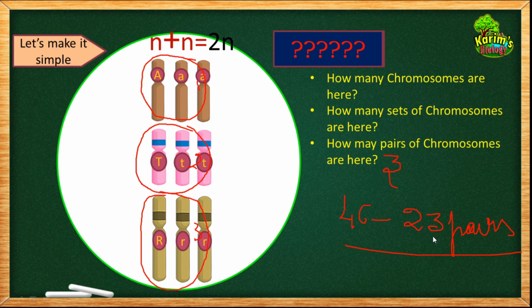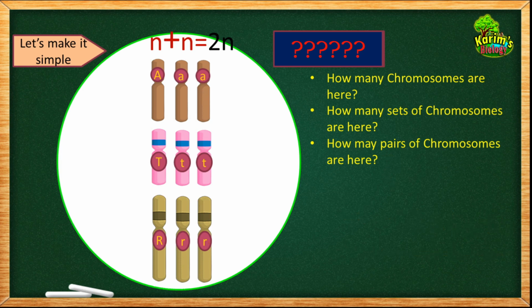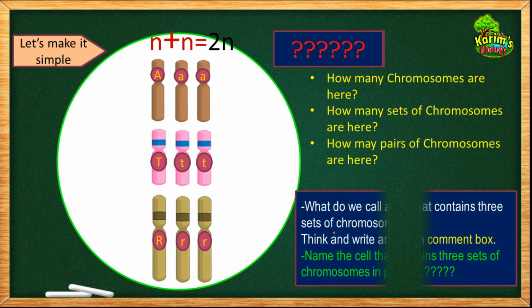Okay, now what do we call the condition when 3 sets of chromosomes are here? Here there are 3 sets. This is one set, second set, 3 sets of chromosomes are there. Now can you tell me what is the condition of a cell in which 3 sets of chromosomes are present? Think and write the answer in the comment box. And one more question: name the cell that contains 3 sets of chromosomes in plants. In plants there is a cell that is formed during the process of sexual reproduction that consists of 3 sets of chromosomes. What is that cell? So think about it and write the answer in the comment box.